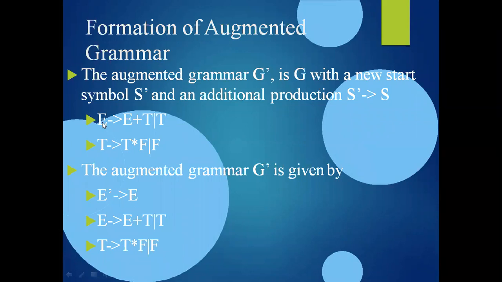Here my grammar is on E, right? In the given grammar, E tends to E plus T or T, T tends to T star F or F. This is the given grammar G, right? And now I am forming an augmented grammar for these rules. What is the starting symbol of the given grammar? E. So directly the augmented grammar G dash is given by E dash tends to E. That means I am adding a new variable, introducing a new variable like E dash.